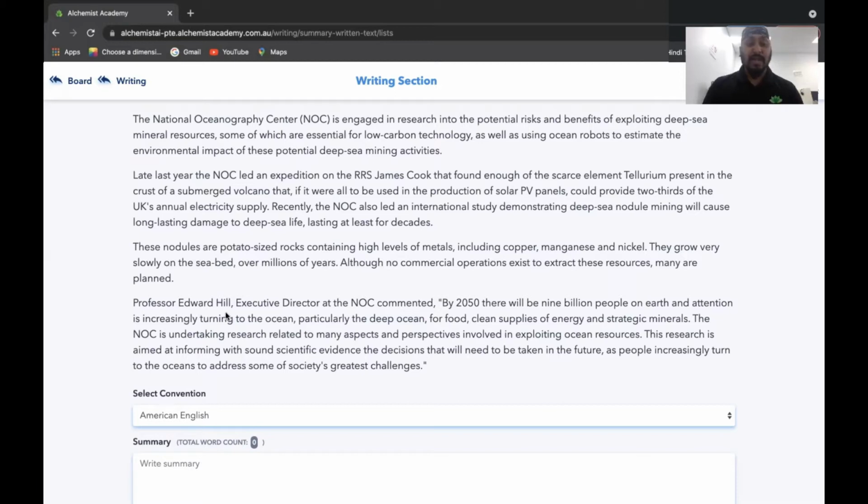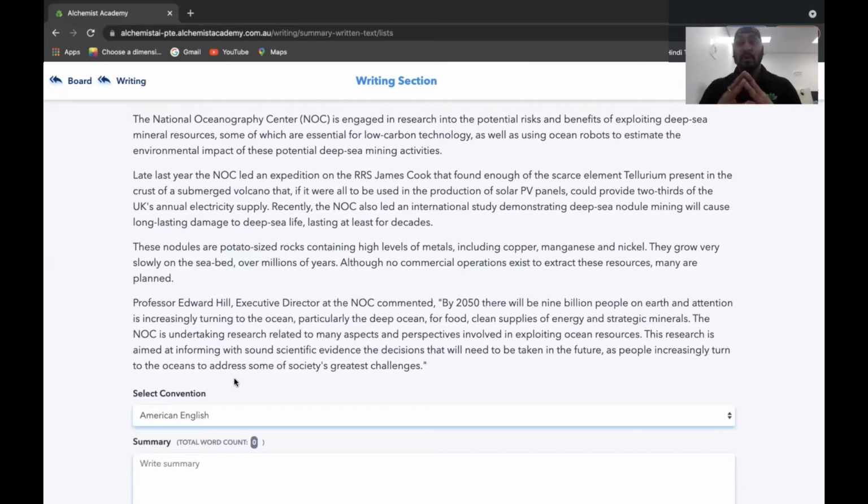Professor Edward Hill, executive director at the NOC, commented that by 2050 there will be 9 billion people on Earth, and attention is increasingly turning to the ocean, particularly the deep ocean, for food, clean supplies of energy, and strategic minerals. Fair enough. The NOC is undertaking research related to many aspects and perspectives involved in exploiting ocean resources. This research is aimed at informing with sound scientific evidence the decisions that will need to be taken in the future as people increasingly turn towards the oceans to address some of the society's greatest challenges.